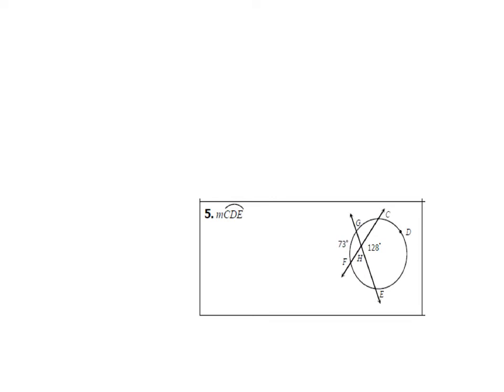Angle 5, oh my goodness, this says find the arc. C to D to E. So let me just trace that out. Here is the arc. Well, the arc is across from an angle, and the angle is across from another arc. So what I'm going to do, it is different than what I've been doing, but I'm going to set up my formula. And my formula is the angle is equal to half of the arcs.